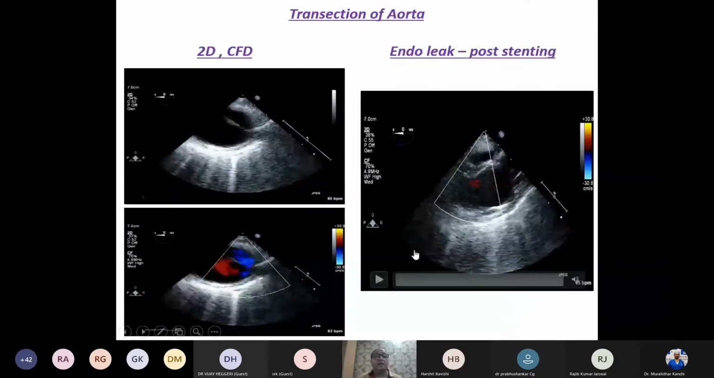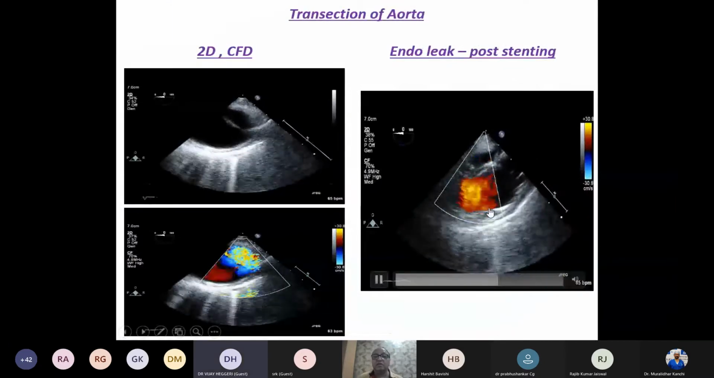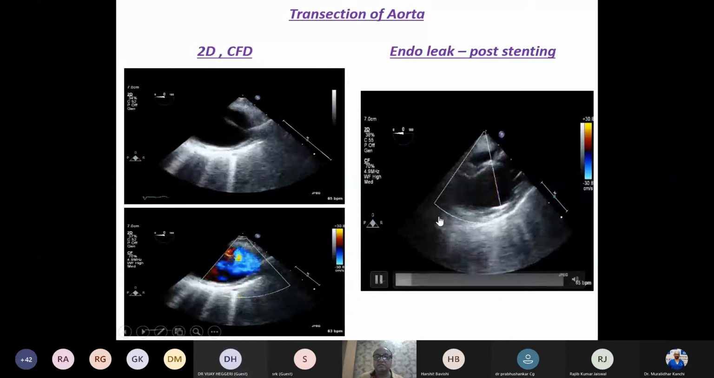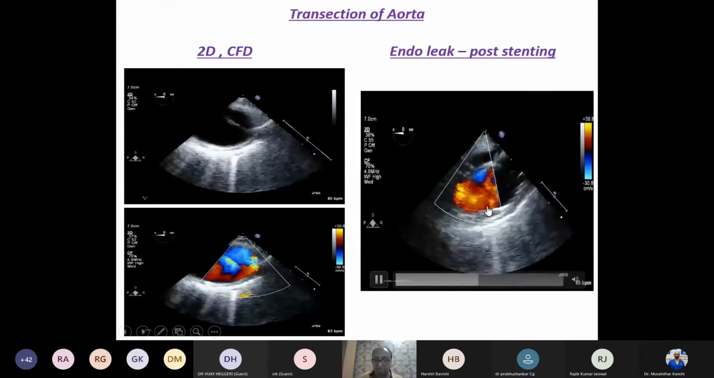Like I said, transection of the aorta. If you see here, this is very important. For transections, the best way to treat is to place a stent here. The stent has been placed, post stenting.